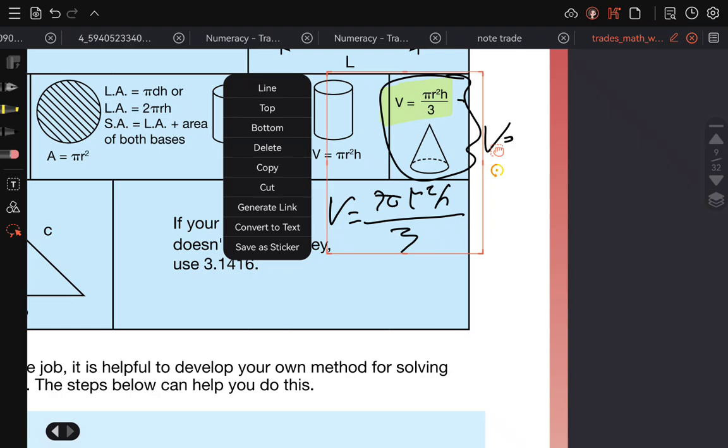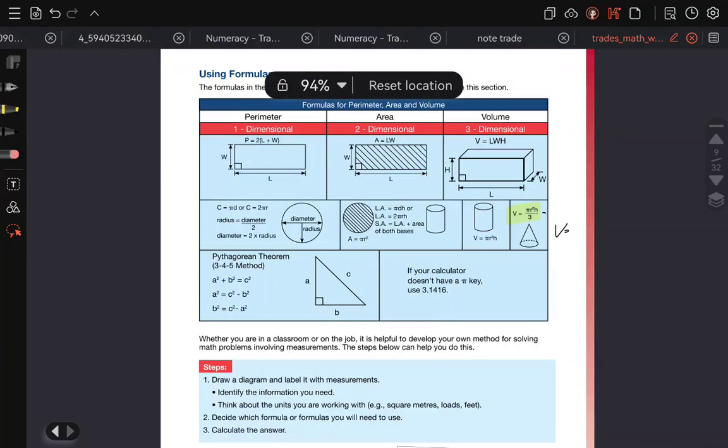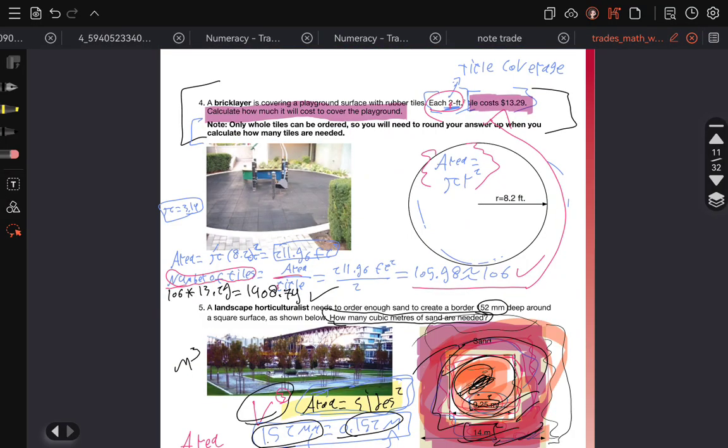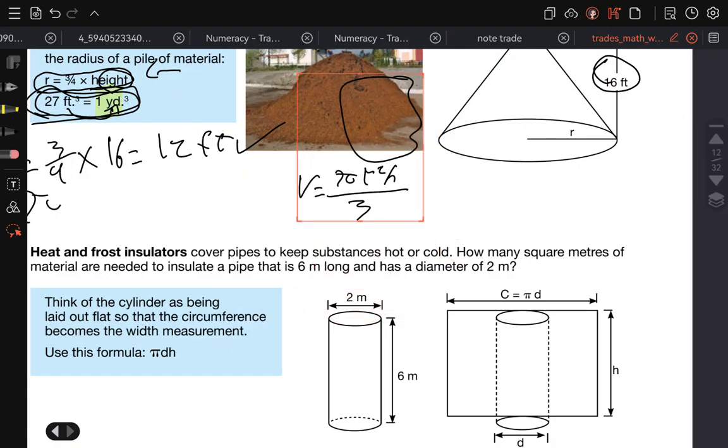Okay, cut. Let's go back to our question, just paste it here.